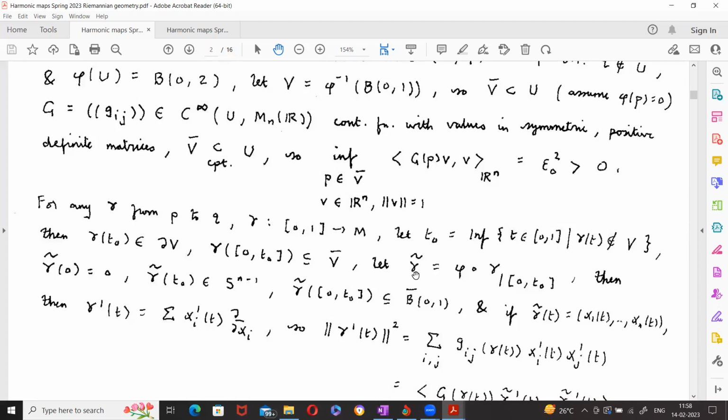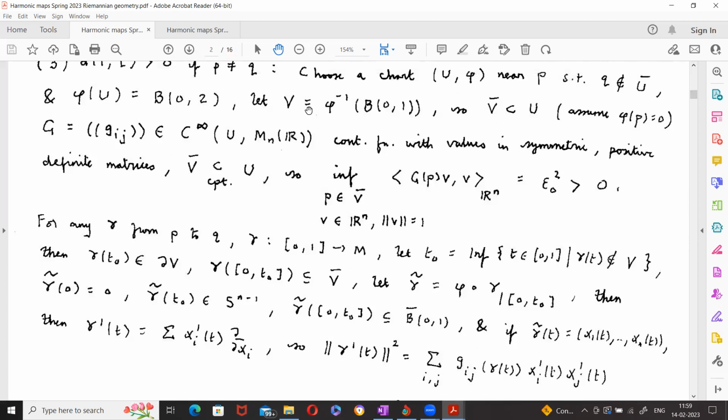So let gamma tilde be the image of gamma under the chart. So let this be phi of gamma restricted to [0, t naught]. Then gamma tilde(0) is 0. Gamma tilde(t naught) belongs to the unit sphere, because V, remember, was the inverse image of the unit ball. So phi of V is the unit ball, and phi of boundary V is the unit sphere, S^(n-1). And gamma tilde of the closed interval [0, t naught] is contained in the closed unit ball in R^n.